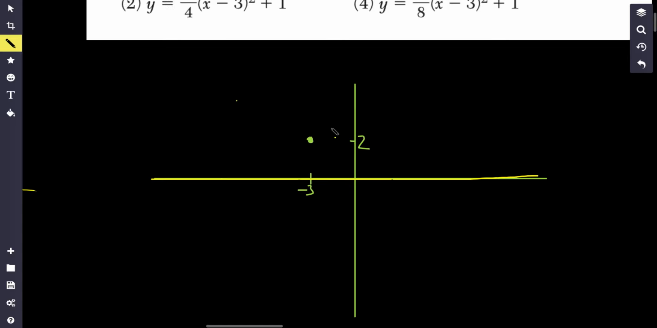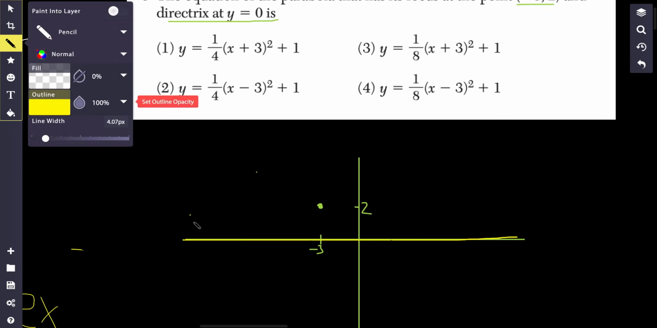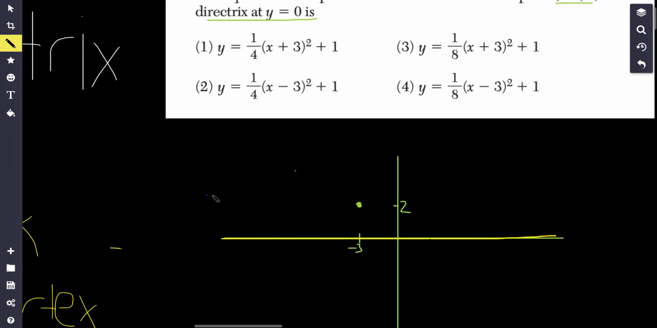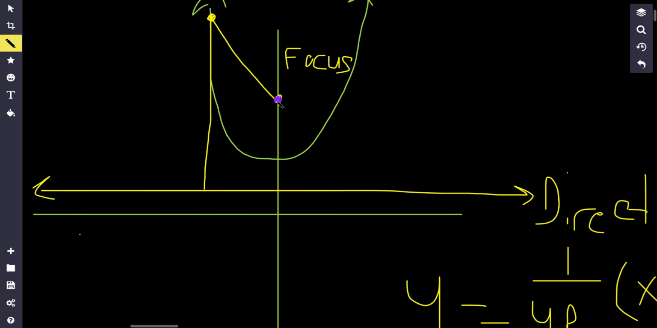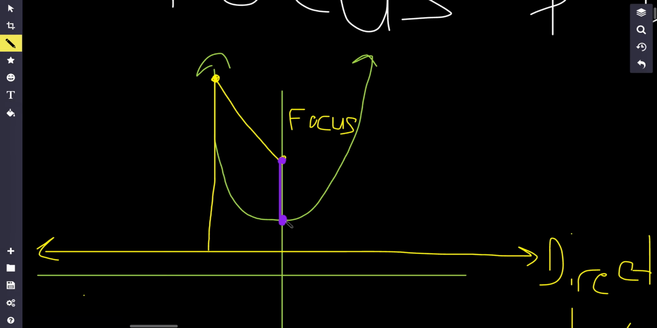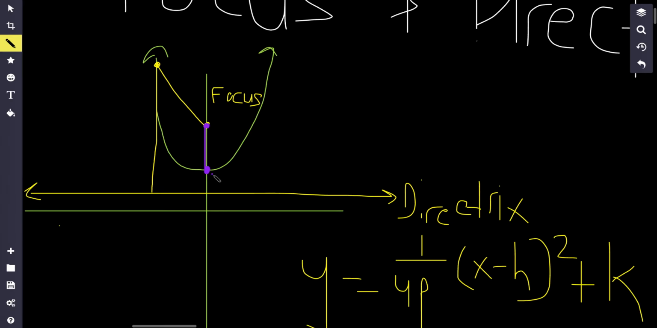Y is equal to 0. And we want to find out the equation for the parabola. Now, what you need to know is that the focus is basically directly above the vertex for my parabola, meaning that it has the same x value. So the focus and the vertex for our parabola are going to have the same x value, but different y values.